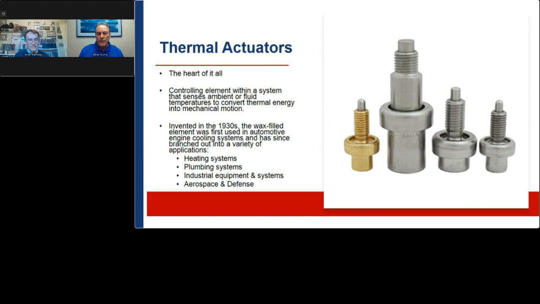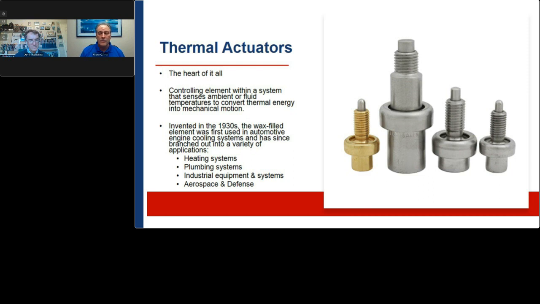So the heart of all of that valve I just showed you is the thermal actuators. They're the controlling element within a system that senses ambient or fluid temperatures and converts thermal energy into mechanical motion. They were invented around the 1930s. The wax-filled element was first used in automotive engineering and engine cooling systems, and has branched out into a variety of different applications, such as heating systems, plumbing systems like your hot water recirc, industrial equipment and systems, and is now finding a lot of applications in aerospace and defense.